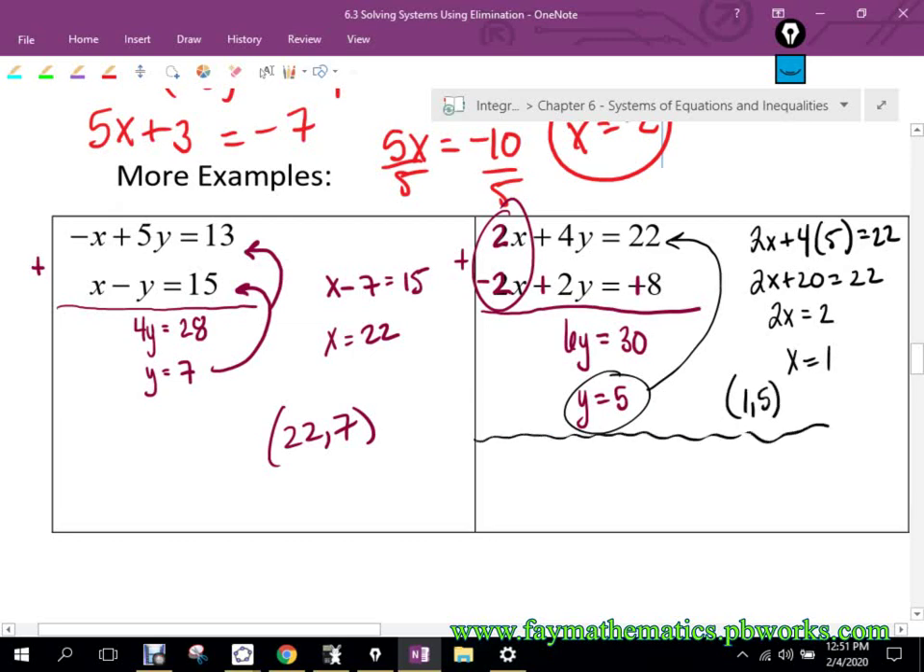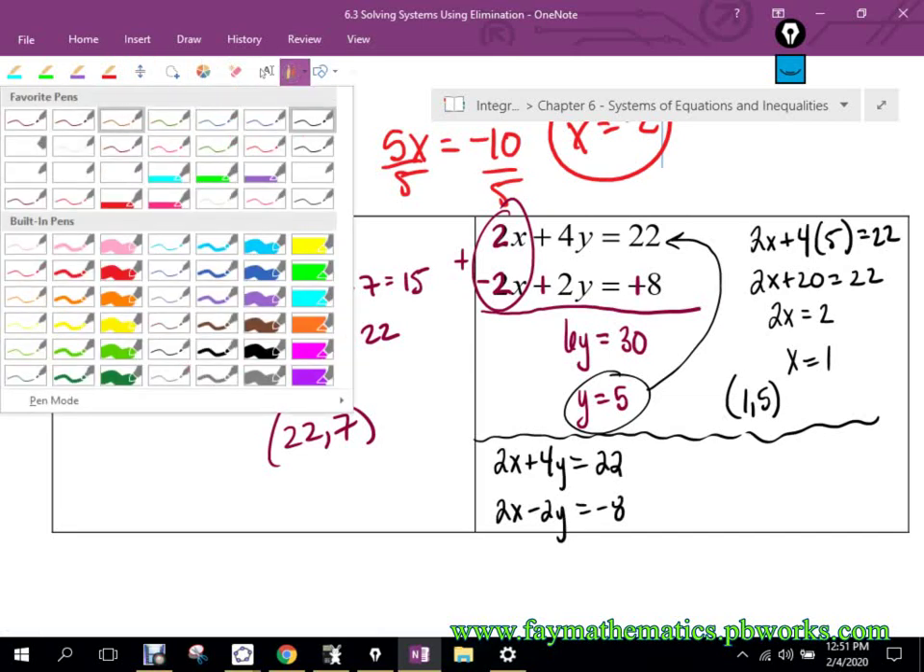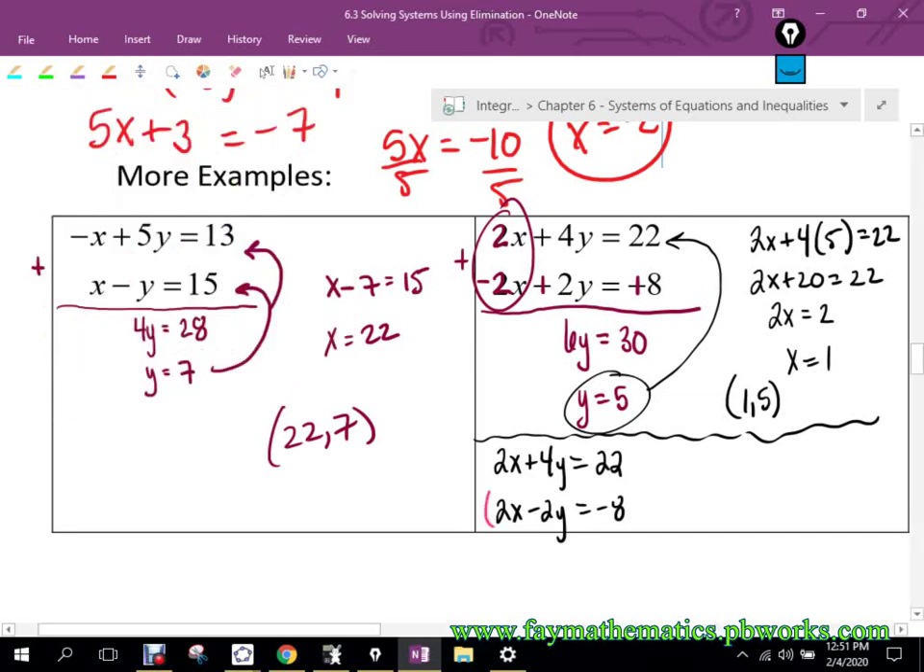Okay? Now, if you're a person that said you wanted to cancel y's, so start off as 2x plus 4y equals 22, and this was 2x minus 2y equals negative 8, what would I have to multiply the bottom one by so that I could cancel y's? 2. If I multiply the bottom one by 2, that's going to turn it into 4x minus 4y equals negative 16, right? The top one doesn't change.